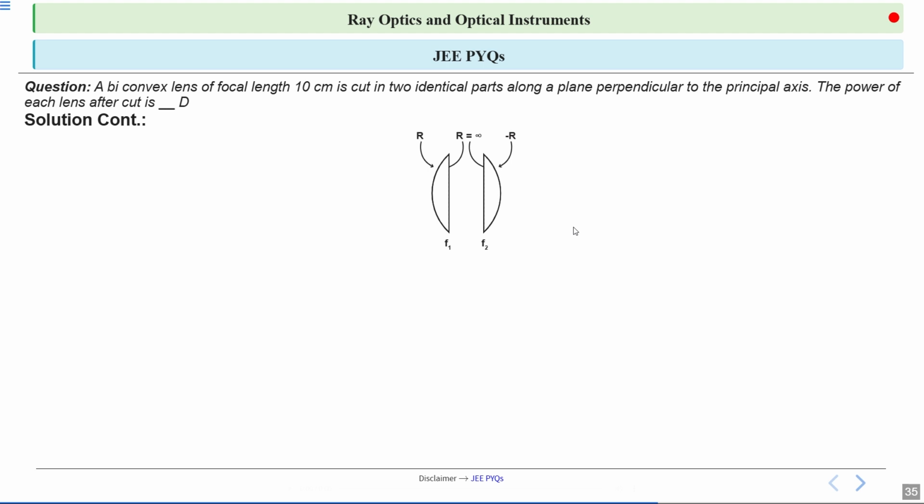So here we have a visual representation of the biconvex lens being cut. Notice how the lens is divided into two identical parts. This image helps us visualize the problem and understand that each half will have its own focal length and power.